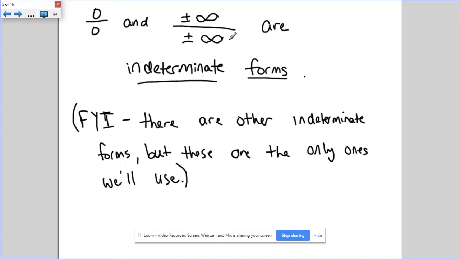Just so you know, in case you take more calculus classes in the future, there are other indeterminate forms and other ways we can go about solving them, but for AP Calculus, all we have to worry about is these two forms. And we're going to look at how L'Hopital's rule will actually help us solve these. As complex as it may seem, I promise you once you see some examples, you'll see this is pretty helpful and quick.